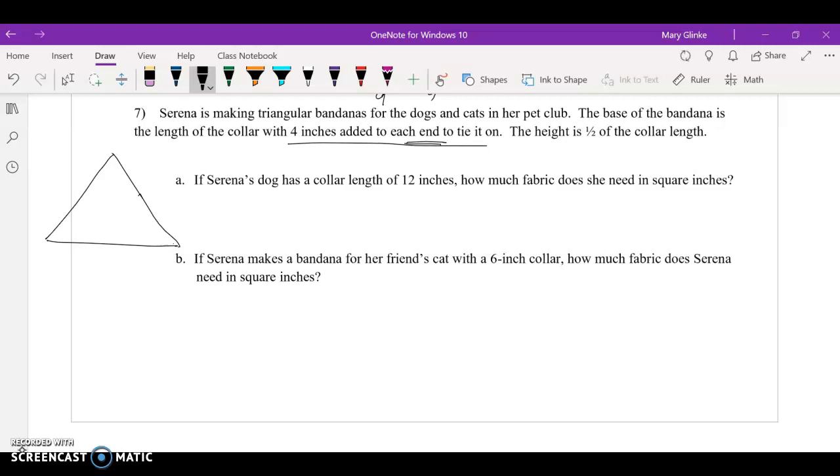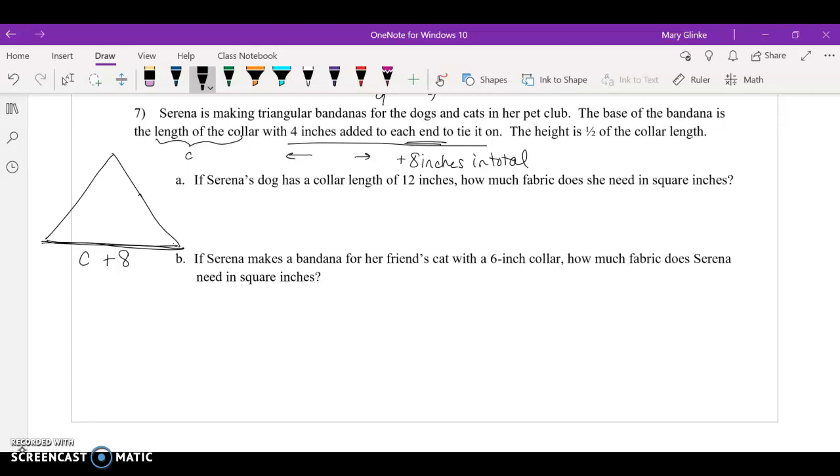So since we don't know the length of the collar, I'm going to call that C. So the length here, the base, is going to be the length of the collar with 4 inches added to each end, which means if I'm adding 4 on each side, I'm actually adding 8 inches in total. So whatever the collar is, if I add 8 to that, that would be the length of the base of the bandana.